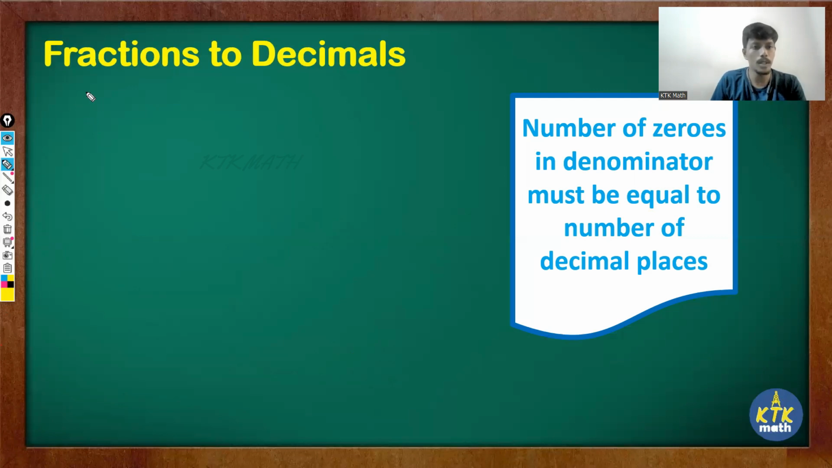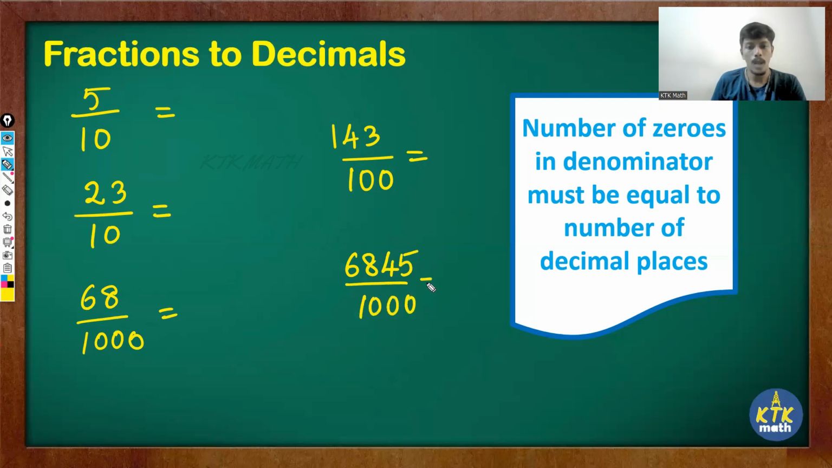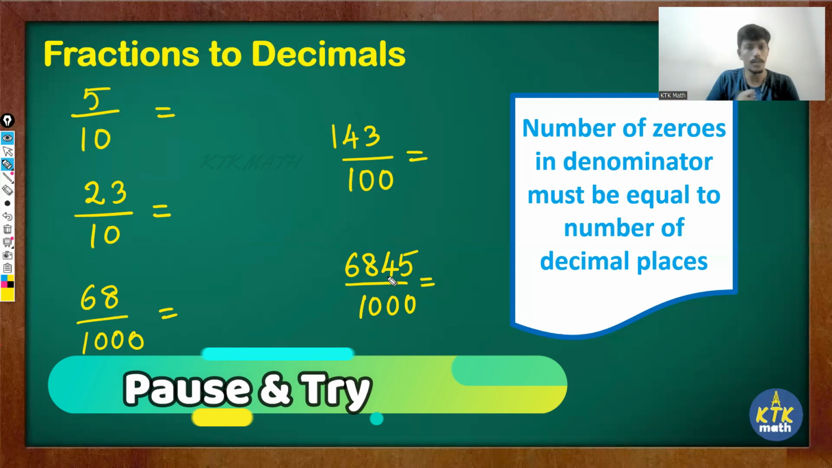Now here are the questions for you. 23 over 10, 68 by 1000, 43 by, 143 by 100, 6845 by 1000. So what I want you to do is just pause the video and write the answers. Then you play the video and check your answers. Okay, go ahead.